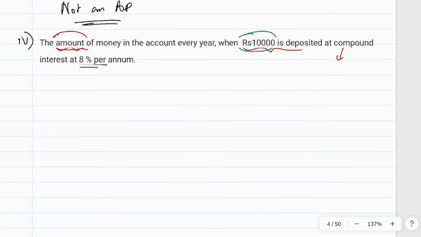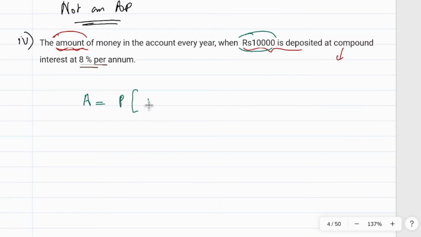Okay. Now let's do question number 4. The amount of money in the account every year when rupees 10,000 is deposited at a compound interest of 8% per annum. That means when an amount P, which is equal to rupees 10,000, is deposited in a bank, after finding the compound interest, after 1 year, what will happen? We will get interest also. The interest is 8% per annum. Therefore, our total amount will be P plus the compound interest, right? That is, amount A is equal to how much?